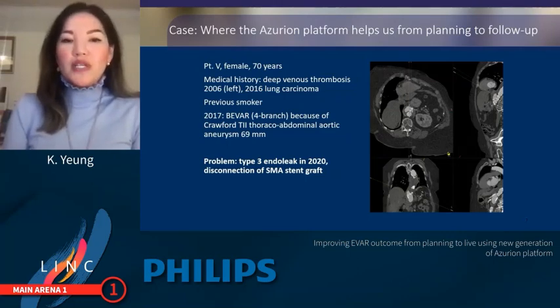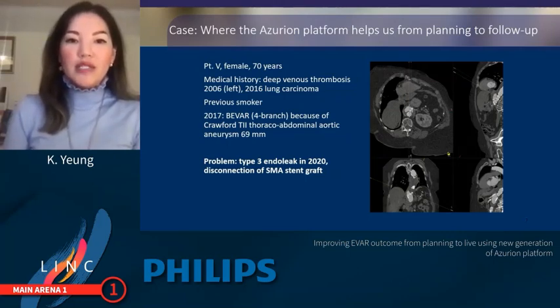The problem is actually now that she has a type 3 endoleak and disconnection of an SMA stent graft. Here you can see the type 3 endoleak in the aneurysm. And this is my desk and my technical physician, Stefan Smorenburg. And here we plan our procedure with EVA.